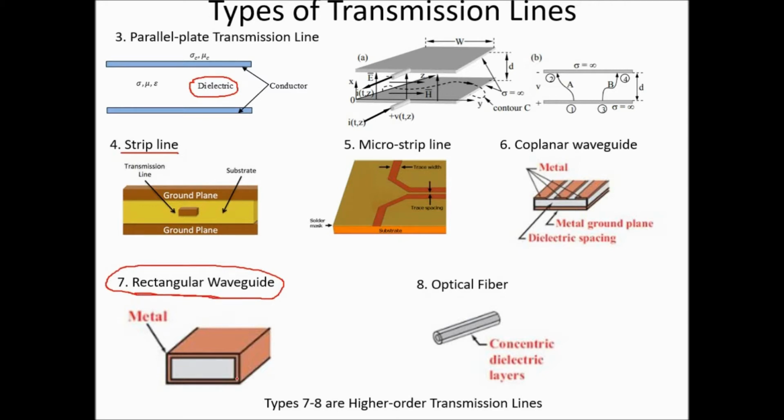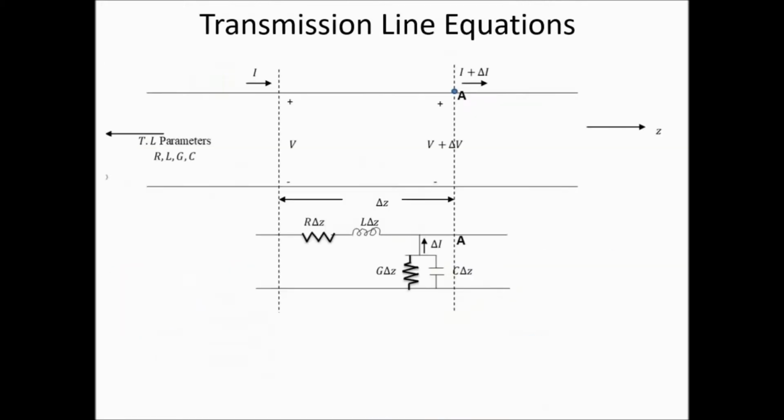So we have a rectangular type of structure here. In this cavity, the electric signal is propagating, and it is surrounded by a metal structure. And this is also an optical fiber, another type of high frequency transmission line. So basically, the rectangular waveguide and optical fiber are used for high frequency transmission lines. So these are the commonly used transmission lines.